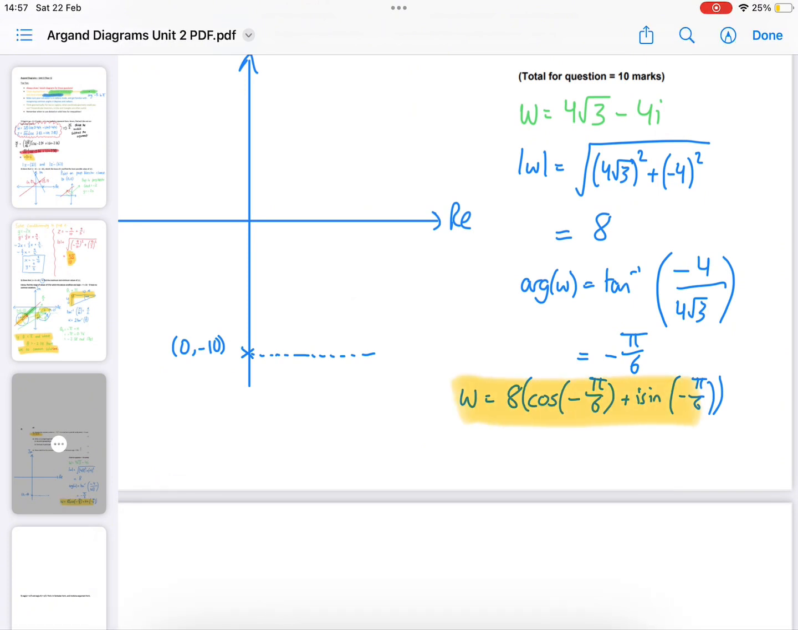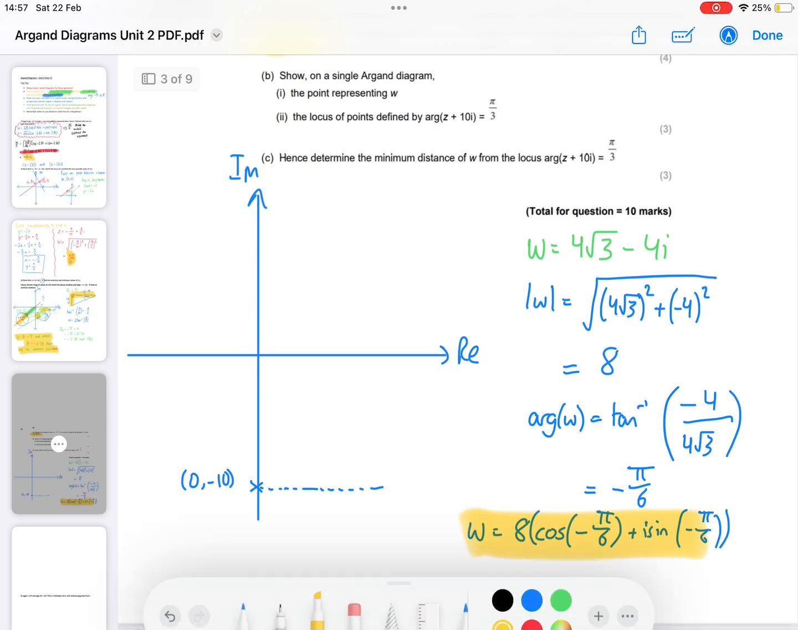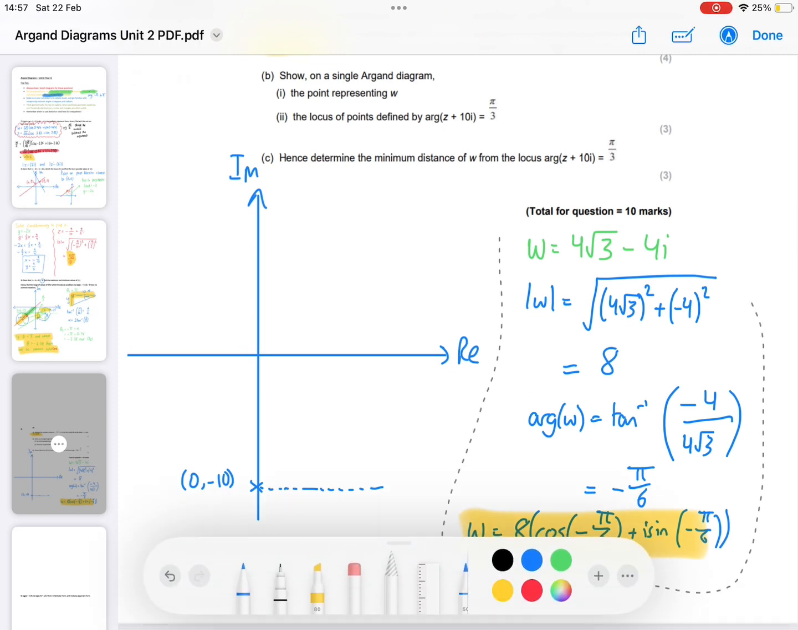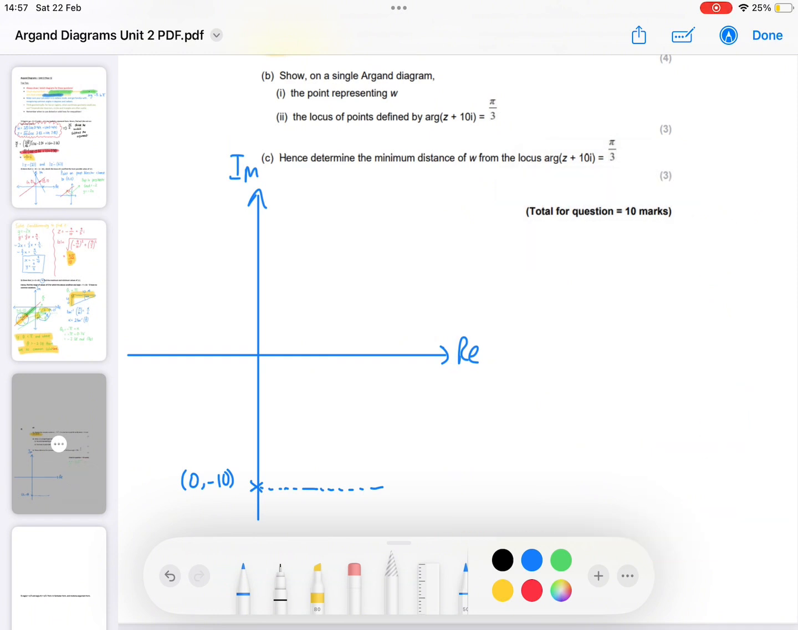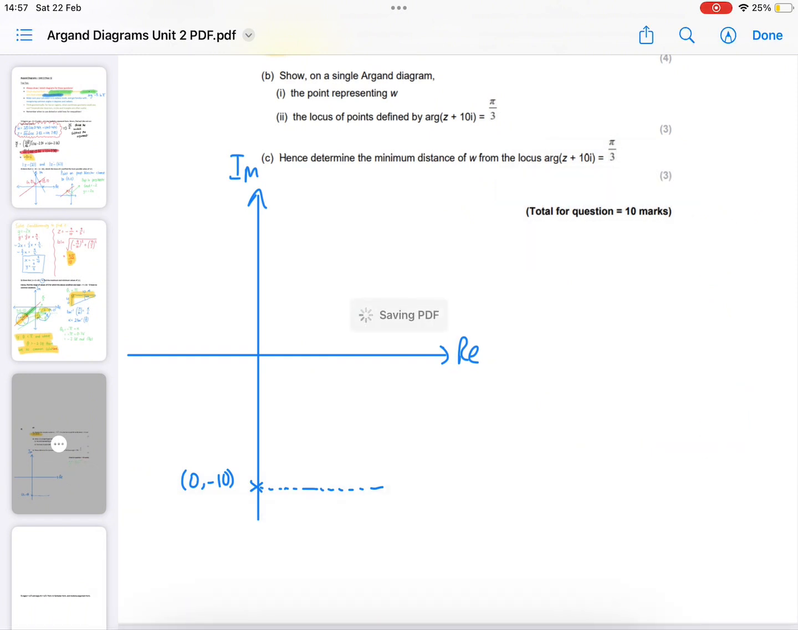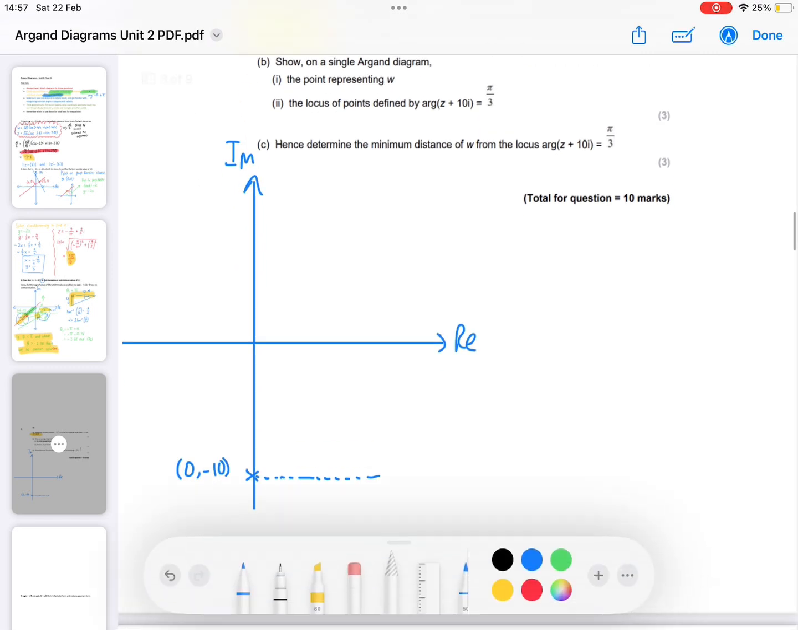For the next part, and I'll just erase this bit actually, we go back to loci again. So show on a single Argand diagram the point representing w and the locus of points defined by arg of z plus 10i equals pi over 3. Well, the first one's easy. w is 4 root 3 minus 4i. So 4 root 3 is going to be around about 7, and minus 4i. So somewhere here. w can be somewhere here.